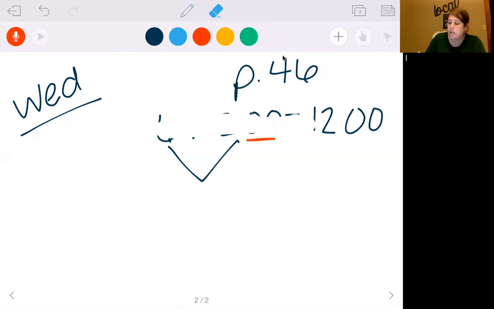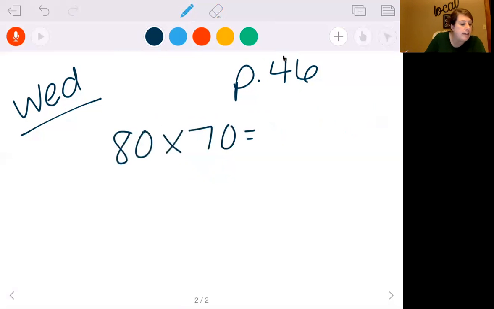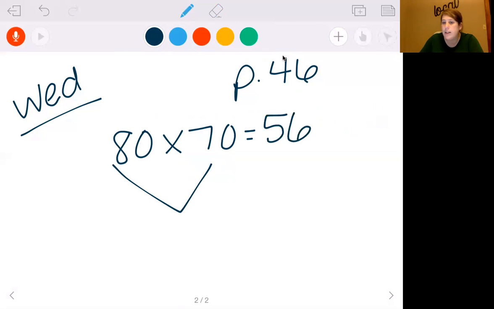Now let's look at the ones that they have in your book, and they give you a little chart, and this is kind of what you're going to do today. If they give you something like 80 times 70, first you multiply your non-zero digits, which would be 8 times 7, and that's 56. So then we look at how many zeros we have. We have 1 here, 1 here, so I add the 2 zeros on the other side. Okay, so step 1 is to multiply your non-zero digits, then add your zeros to the other side.